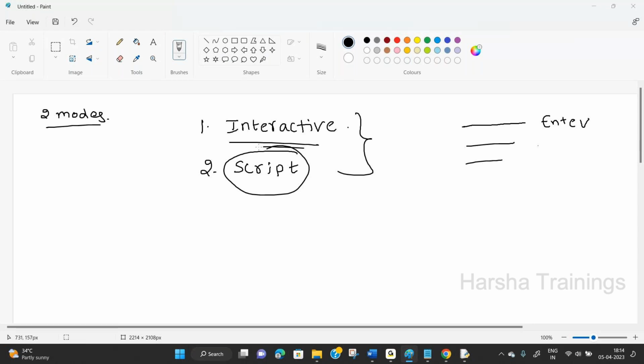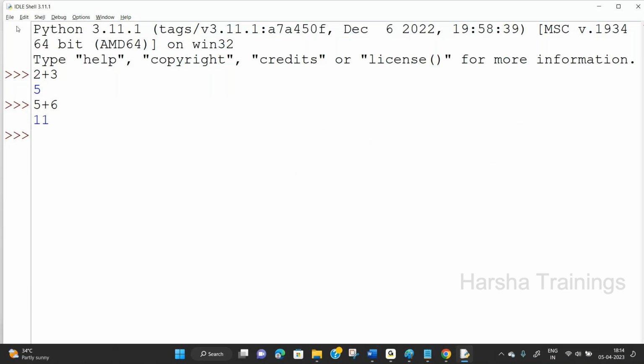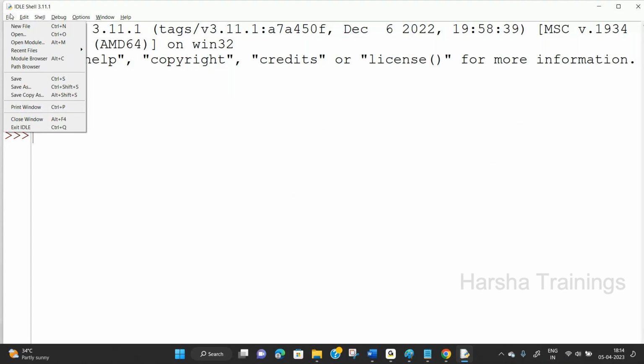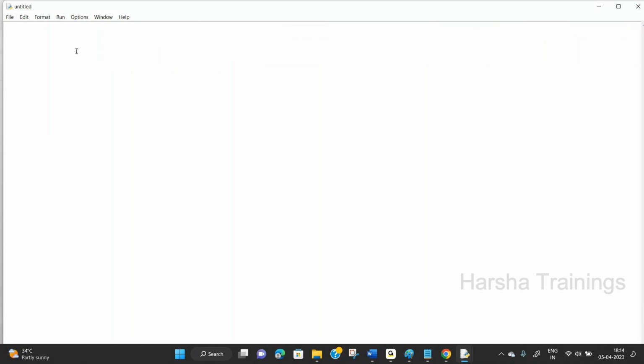How do you write the program? See this one, this is very important. Click on File, then New File. Here you have to write the program. For example, you don't know any syntaxes. Ignore that one. Right now you don't know.